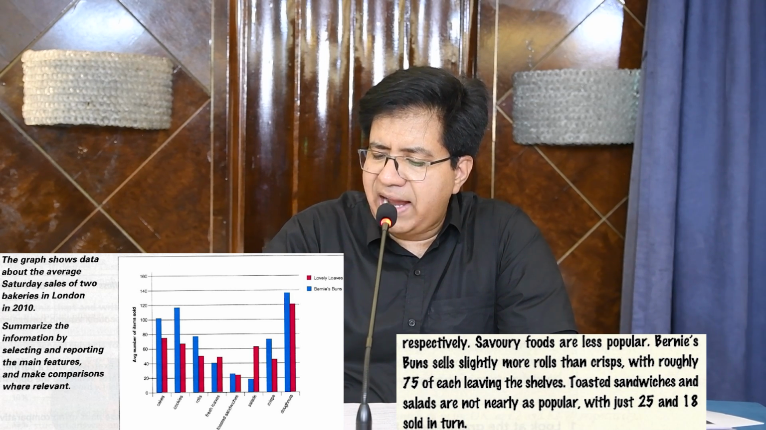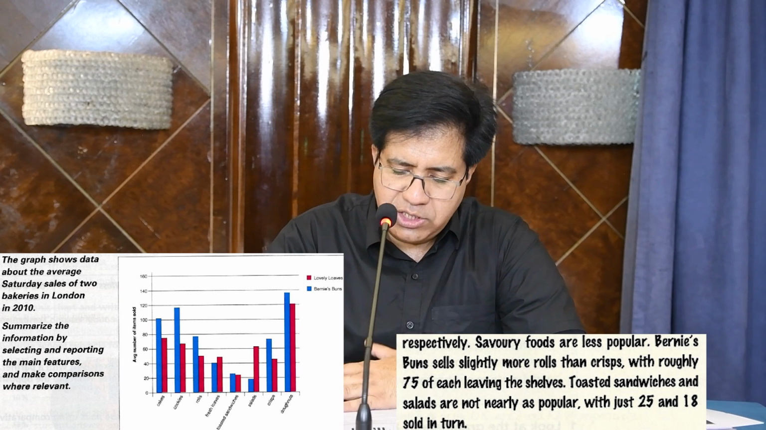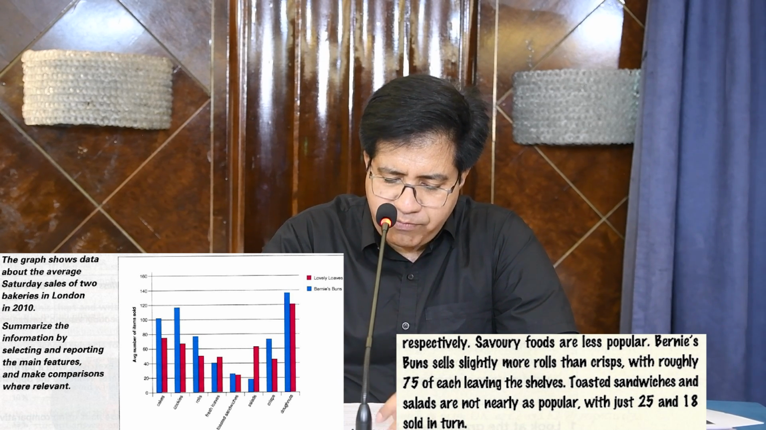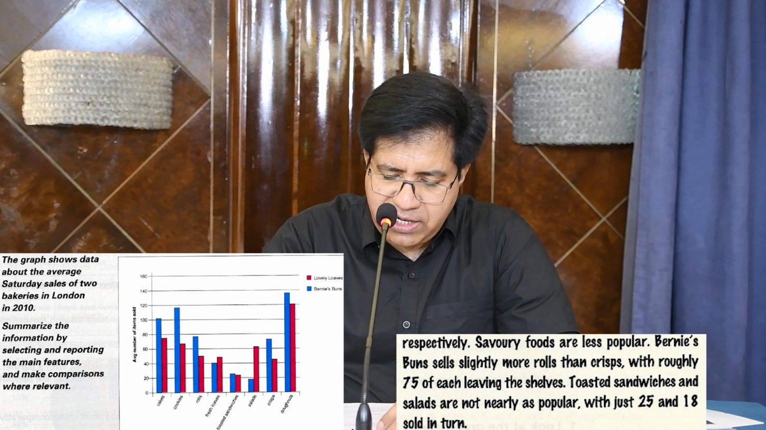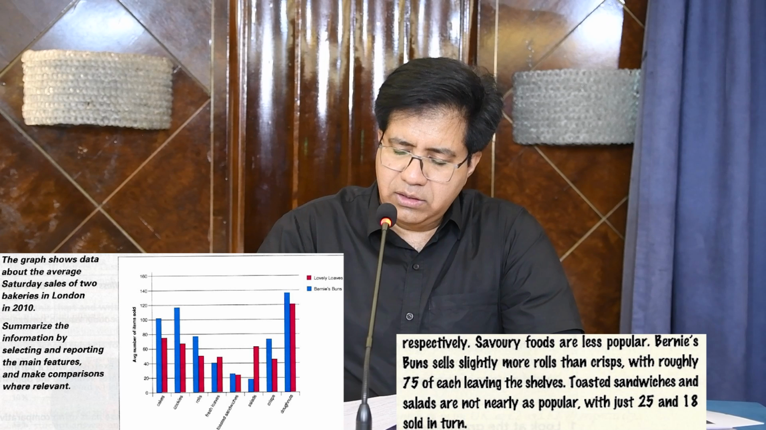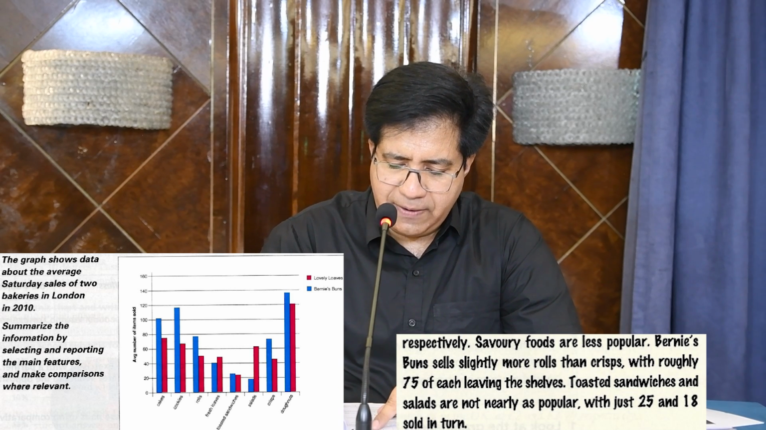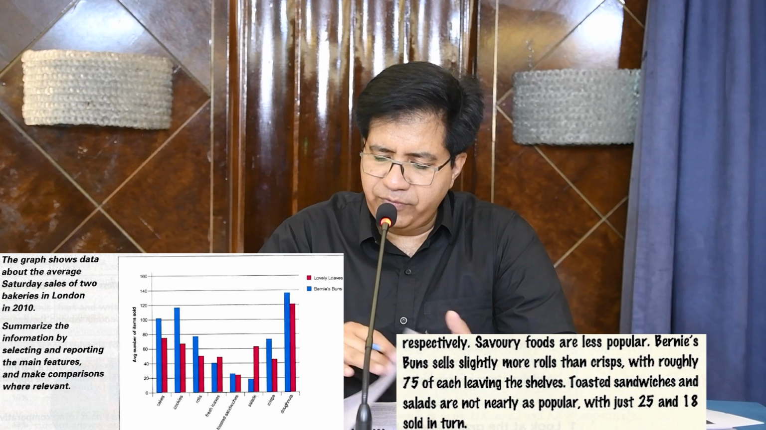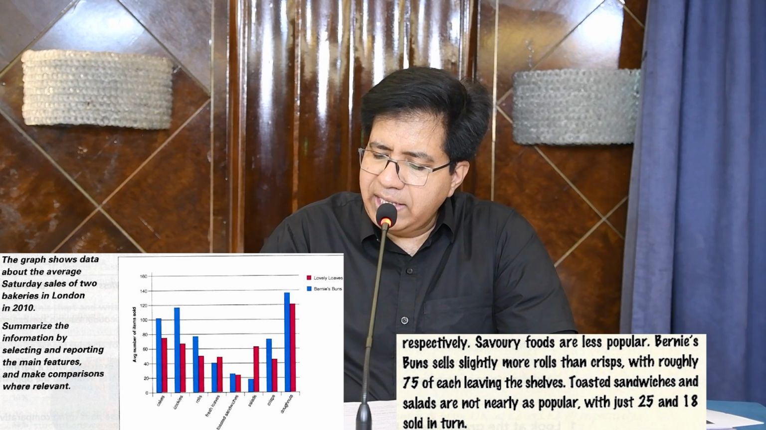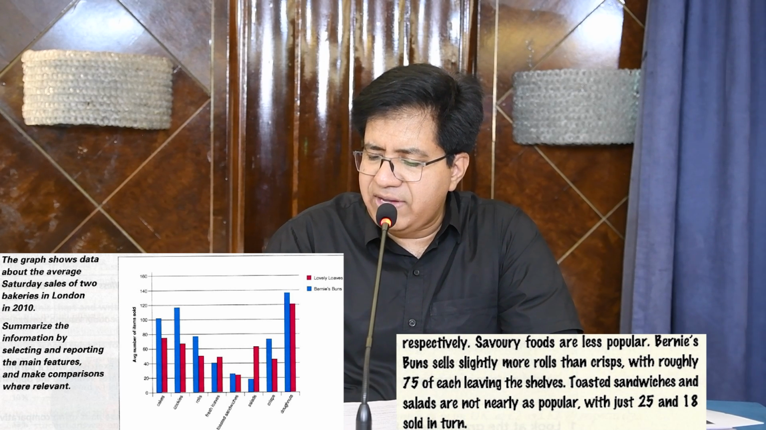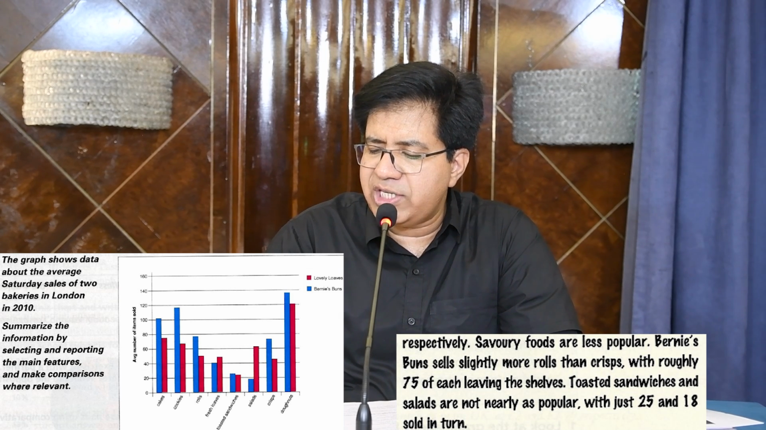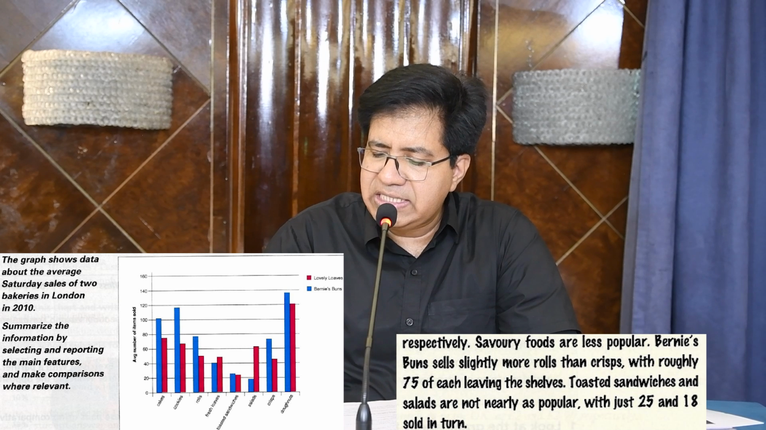Bernie's Buns sells slightly more rolls than crisps. So can you see rolls and crisps? They're selling crisps and rolls. Yeah, they're selling more rolls than the crisps. Right? Yeah, second last one and the middle one, fourth one. Okay, let's go on. With roughly 75 of each leaving the shelves, toasted sandwiches and salads are not nearly as popular, with just 25 and 18 sold in turn.